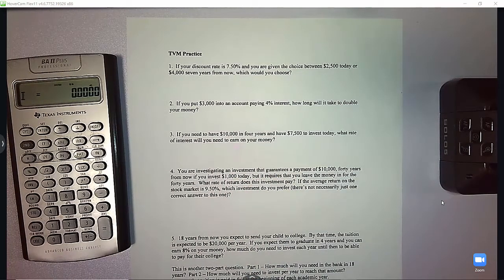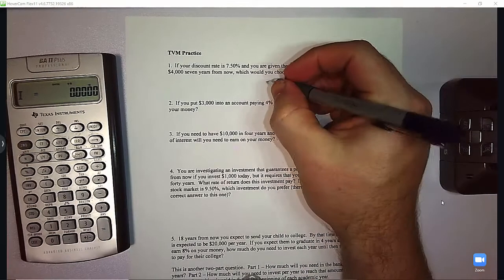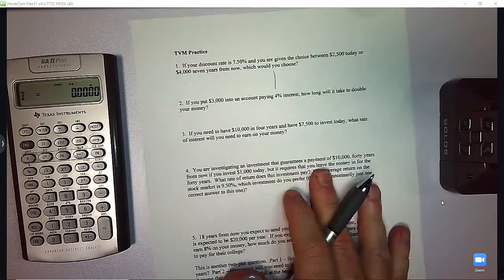So what we're going to do here is I'm going to work this in two different ways. I'm going to work it as the present value problem that I just described. I'm also going to work it as a future value problem. So if we took the $2,500 today and invested it at 7.5%, would we have more than $4,000 7 years from now? So like I said, I'm going to start off with the present value of a lump sum problem.